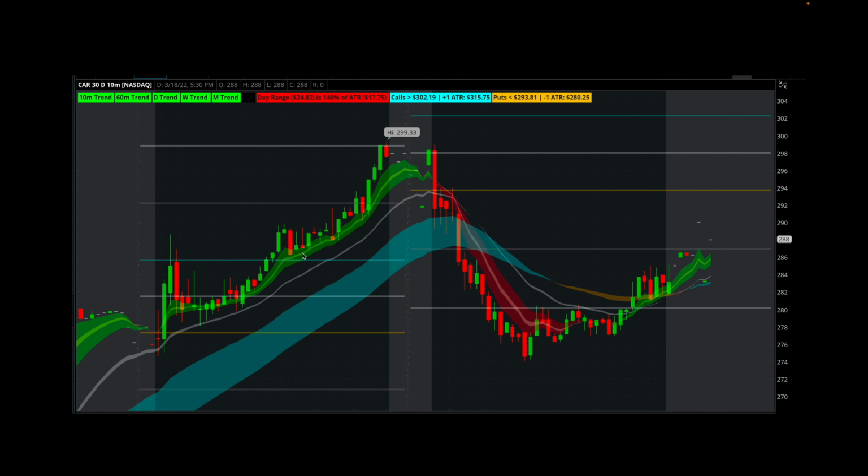And I'm using Ripster's EMA clouds. I have a version for Thinkorswim, which is based off of his. It has all the same mechanics, just slightly more configurable. You can get that on the website as well.